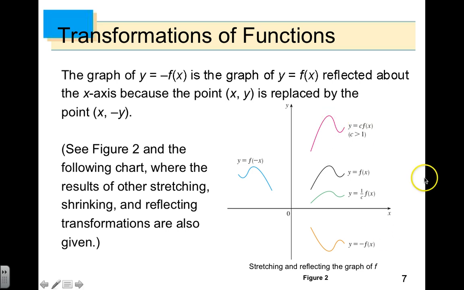Similarly, if you notice, we can stretch and compress the graph. So if we multiply by fractions, we're going to be compressing the graph and making it flatter. So this is 1 over some value c. And if we multiply by numbers that are greater than 1, we're actually going to take the graph and stretch it vertically. So fractions will give me a vertical compression, and whole numbers being multiplied by the function will give me a vertical stretch.